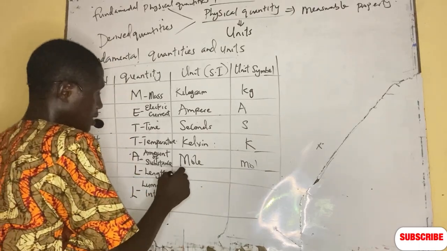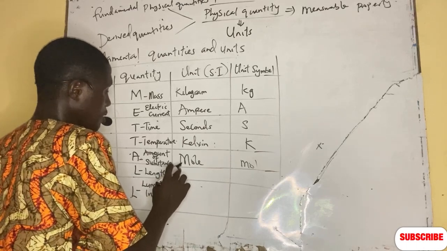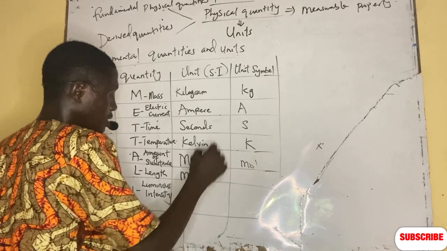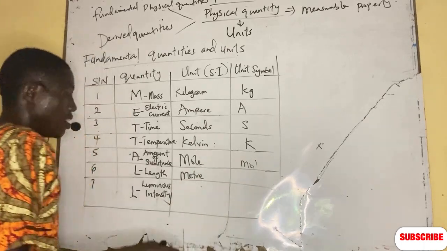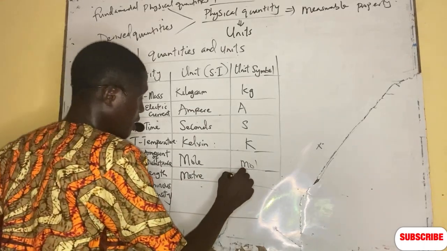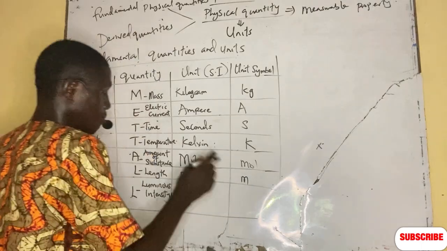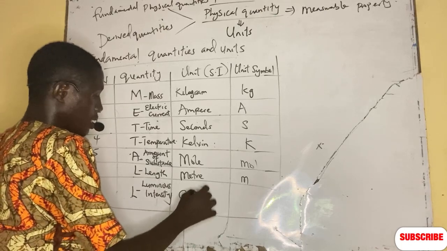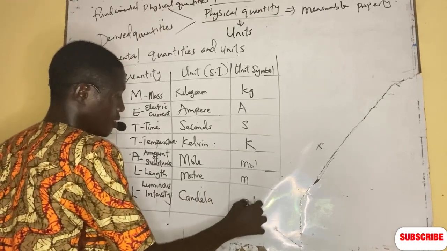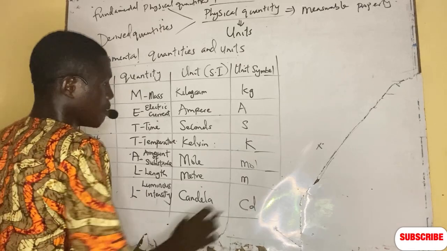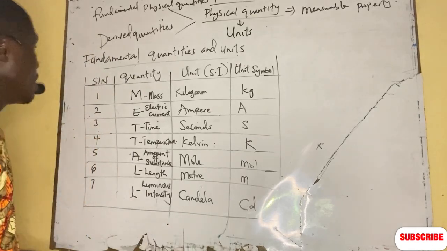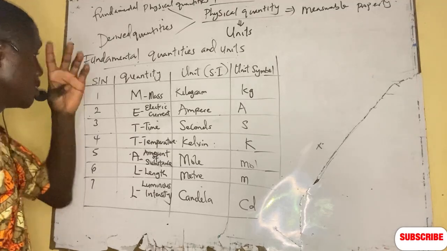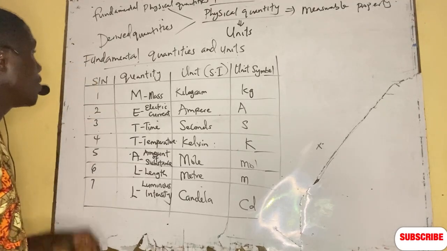So we have the length. The SI unit of length is meter. Even though we can measure it in centimeter, millimeter, miles, and so on, the SI unit is meter, which is m. And the luminous intensity is measured in candela, cd. So that's that about the fundamental quantities. These are the fundamental quantities that we have.